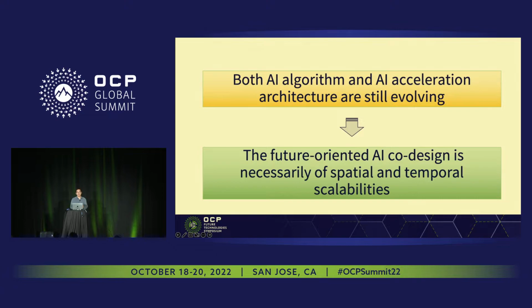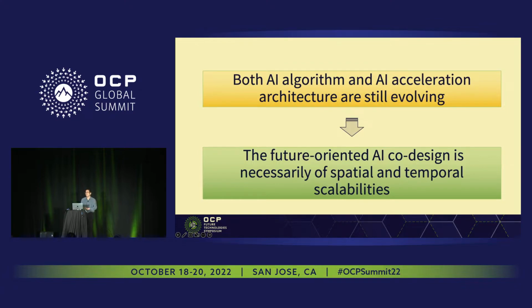After we did a lot of background study and lots of discussion within the group, we reached a claim here. We believe that for future AI applications there is still lots of uncertainty, because both AI algorithms and AI acceleration architectures are still evolving very fast. Based upon this observation, we made an assumption that future-oriented AI co-design necessarily requires spatial and temporal scalability.